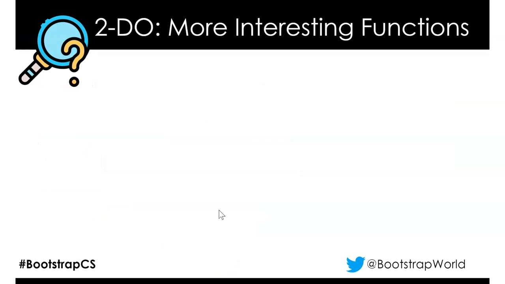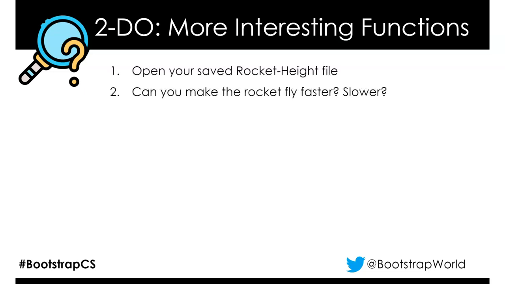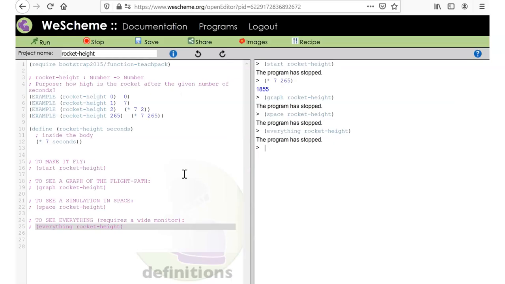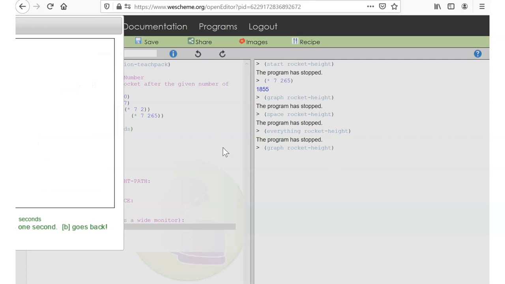And in fact, that is your only homework for this session, is to just do some more stuff. You already have a Rocket Height file. So think about, what could you do to make the rocket faster or slower? Can you make it accelerate? I'm going to run, hit Alt up arrow, hit graph, and I'm going to space a bunch of times.